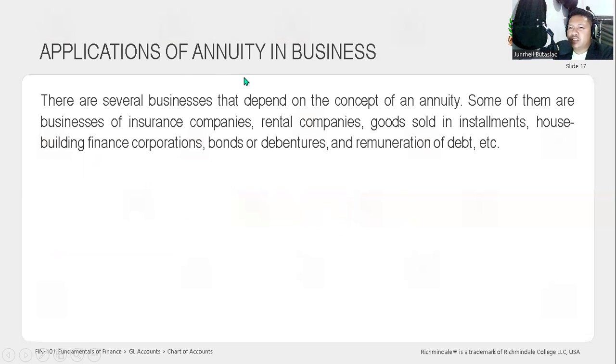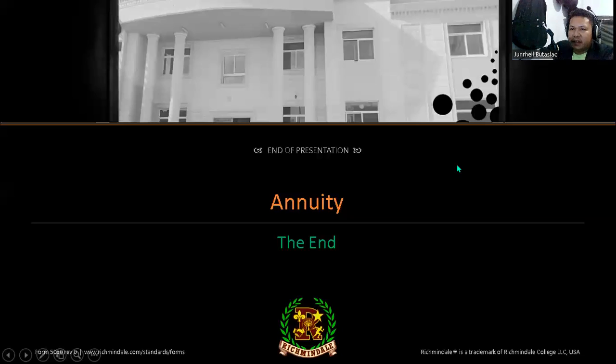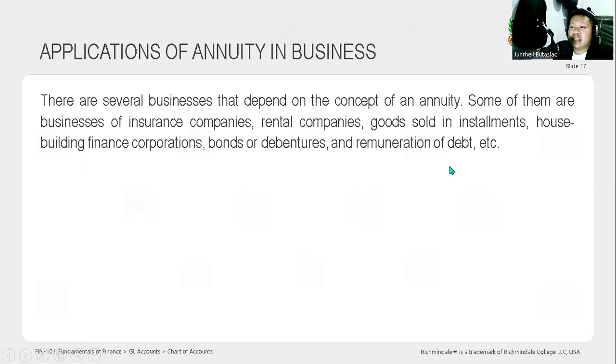Application of annuity in business. There are several businesses that depend on the concept of an annuity. Some of them are insurance companies, rental companies, goods sold in installments, house building finance corporations, bonds or debentures, and remuneration of debt, etc. I think this is the end of the slide.